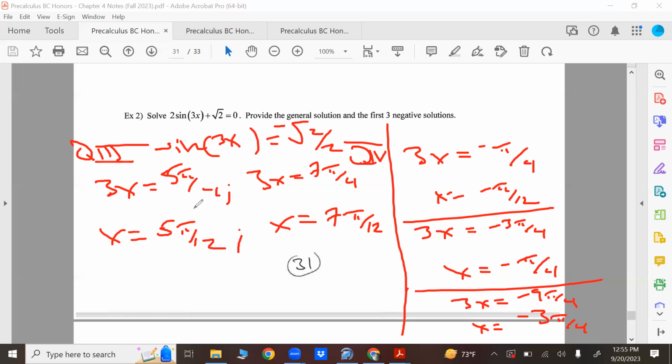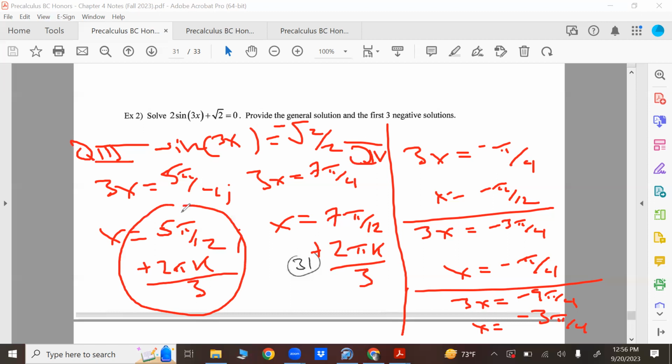consecutive solutions. I'm not going to write plus 2 pi k. That's not going to work, guys. What should I be doing instead? I don't know. Yes, yes. And you divide by 3. That's your general solution, guys. So you can't write plus 2 pi k. You have to write plus 2 pi k over 3.